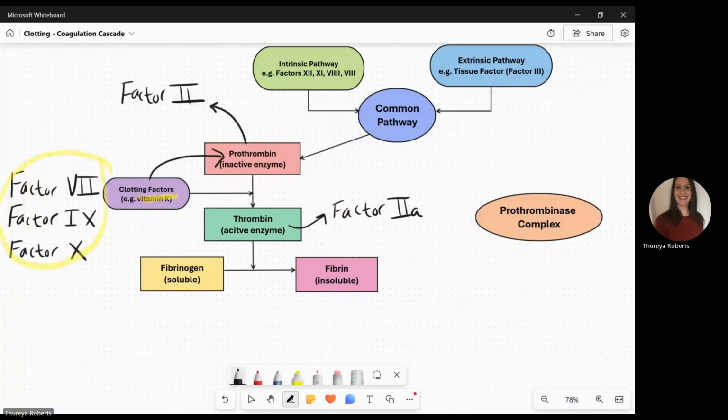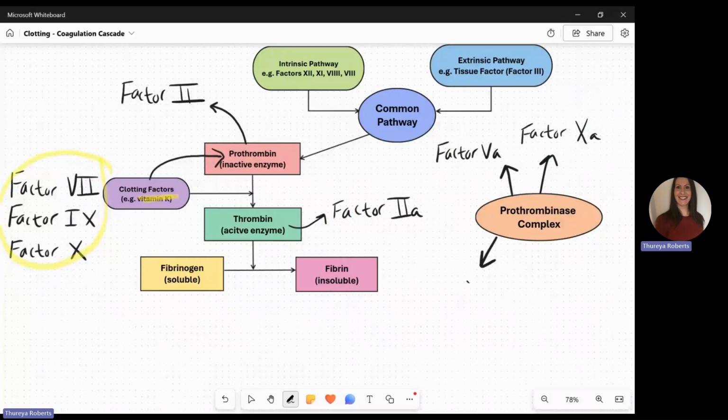steps forward. Thrombin doesn't activate on its own, it requires help from the Prothrombinase Complex, which consists of 4 key elements. Activated factor 10A, activated factor 5A, calcium ions, which are also known as factor 4, and phospholipids.